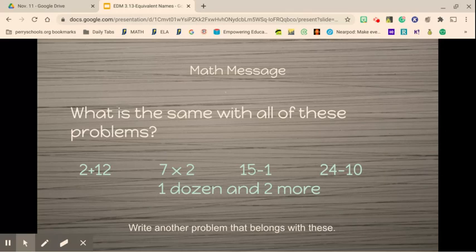All right, so good job. For a math message, I want you to think about what is the same with all of these problems. So we have 2 plus 12, 7 times 2, 15 minus 1, 24 minus 10, 1 dozen, and 2 more. So I want you to be thinking about what is the same about all of these problems. And you're going to be coming up with another problem that belongs with these.